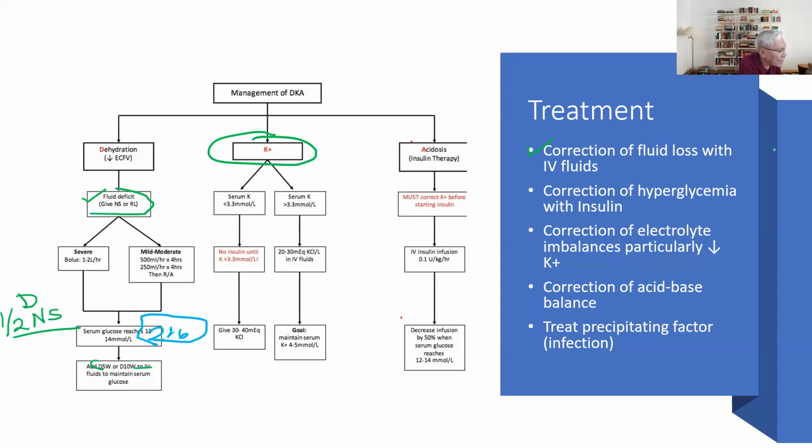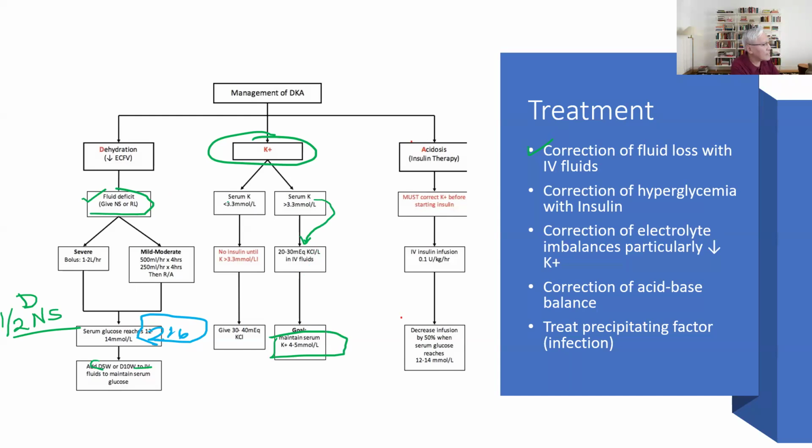If you have hypokalemia, so you remember it could either be hyperkalemia or hypokalemia. If it's hypokalemia, then we would need to give a bolus of potassium, and of course, to maintain the serum potassium level at around 4.5 milliosmoles per liter.